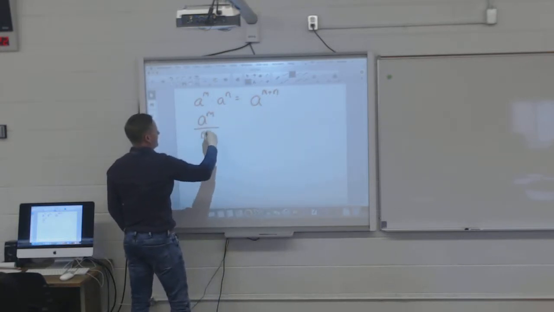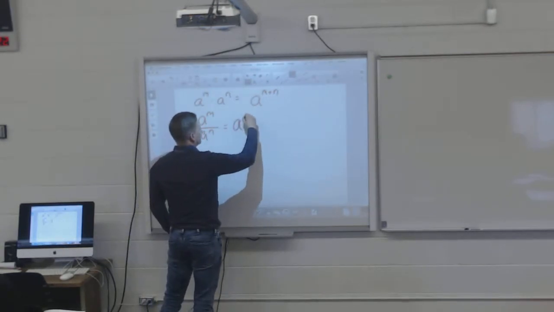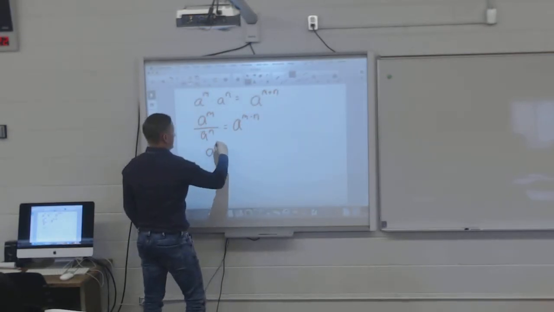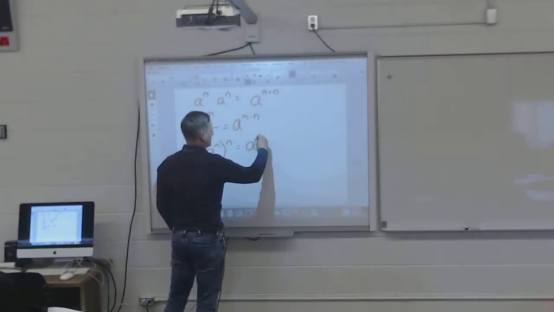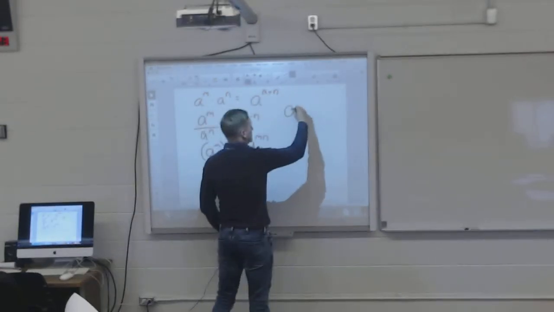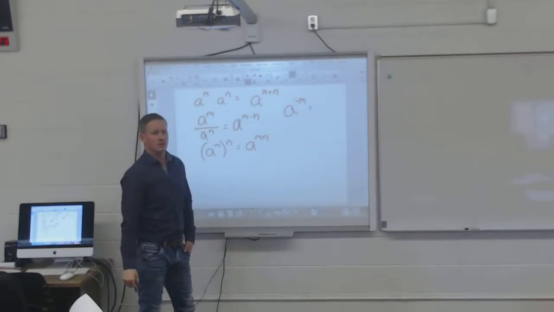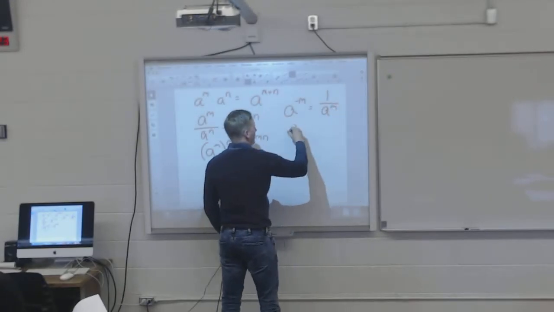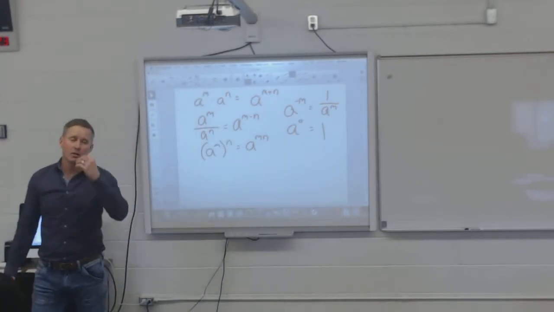A to the m over a to the n is subtract the exponents. A to the m to the n is multiply the exponents. So far we're okay, right? How do I make that a positive exponent? Put 1 over it, that's right. So that changes it to that. A to the 0, of course, is equal to 1. Okay, so that's all our exponent laws.